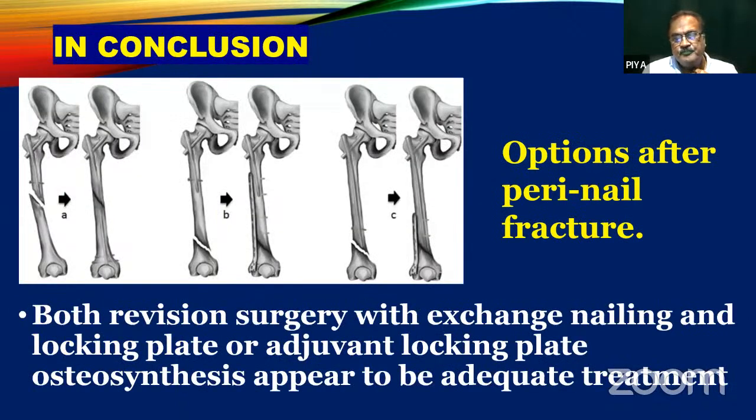So in conclusion, the options after peri-implant fracture (proximal, distal, whether it is healing or non-healing, stable or unstable configuration) depend on the fragmentation and the implant in situ. Our treatment and revision plan will be different for each and every case, and there is no fixed protocol for the management of a peri-implant fracture. However, both revision surgery with exchange nailing and adjuvant locking plate osteosynthesis appear to be adequate treatment, whether you keep the nail in situ or exchange it.